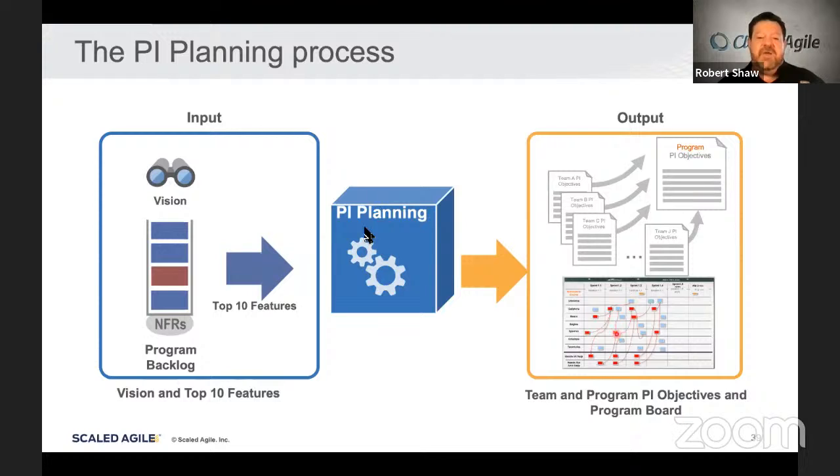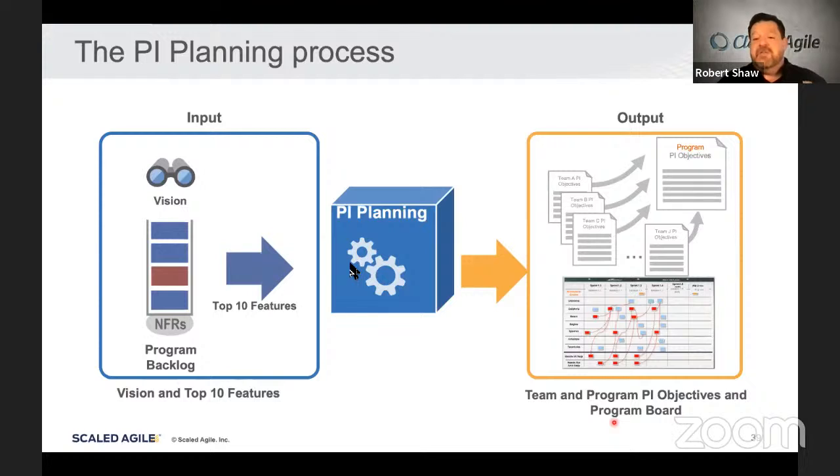Which we kind of see alluded to down here with the program board, right? Of where do we have dependencies? How do we need to orchestrate these dependencies, right? If there's hard dependencies, they may trade work to mitigate them. Where it's just kind of a soft dependency, they may just coordinate which sprint we're doing what in so we can keep the flow going, right?